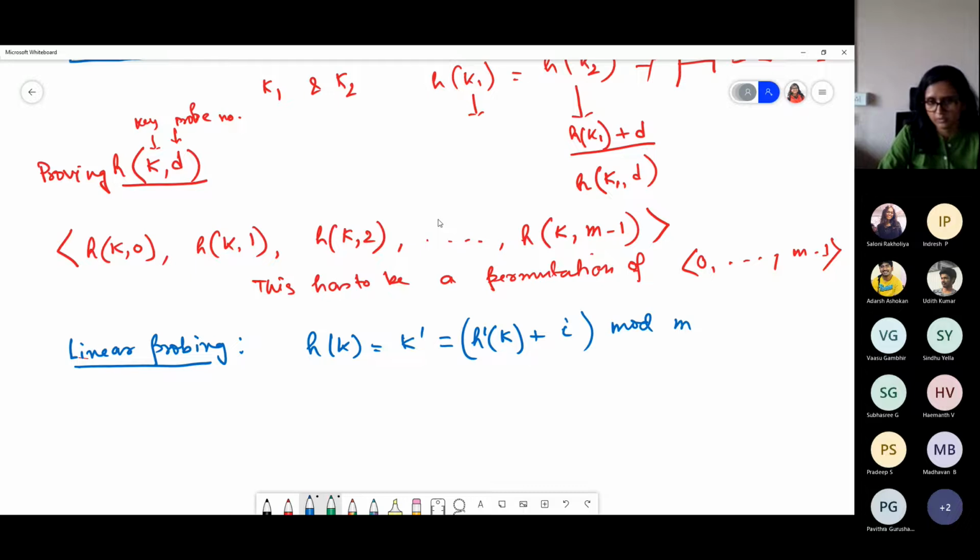This value over mod n will give you this k dash, where k dash is the final slot for your key under linear probing. As this is a linear function, we call it linear probing. And this h dash k is the hash function for k, the original hash function, after which you are using the distance to make the slot empty for it.